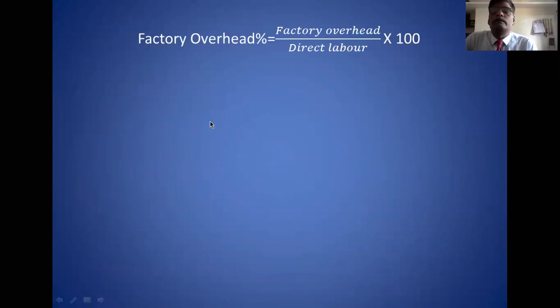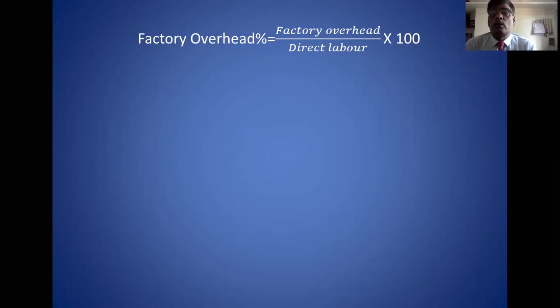One more thing you have to remember, the factory overhead. The factory overhead is always based on direct labor cost. So you have to calculate the factory overhead rate. The factory overhead rate is the relation between the factory overhead and direct labor: how much percentage you spend on factory depending on the labor cost. That is called the factory overhead percentage. To ascertain it, factory overhead divided by direct labor into 100.